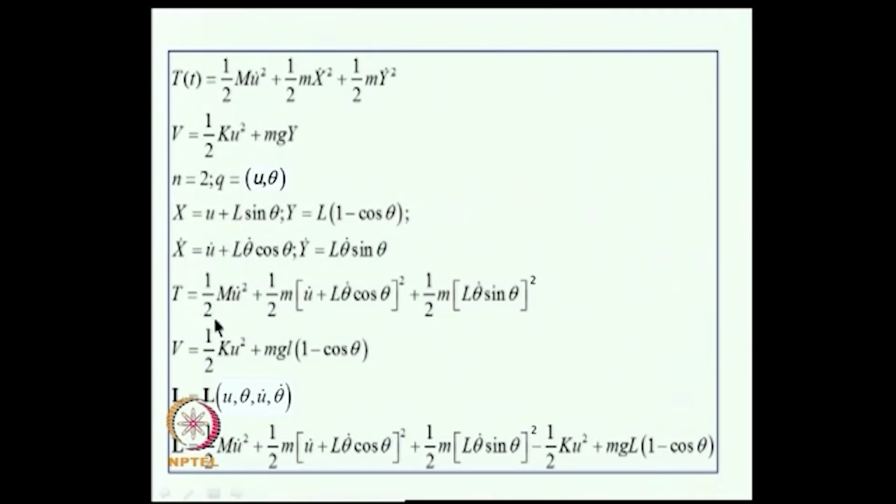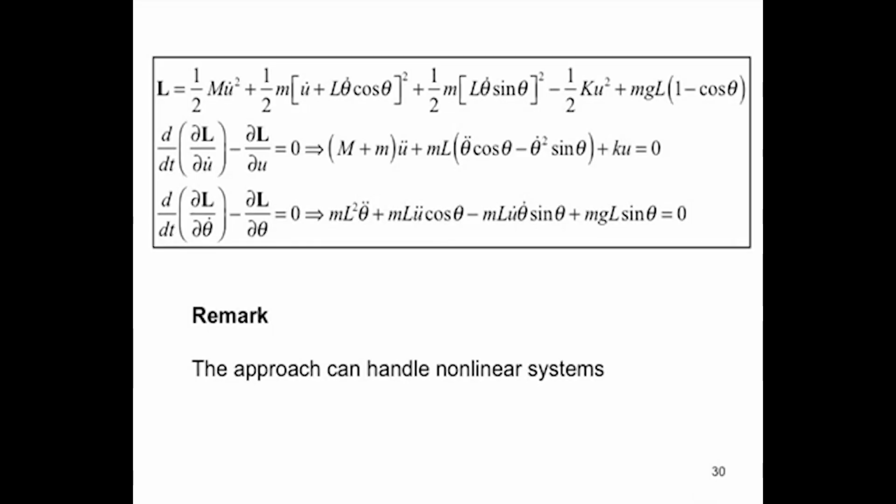This is what I am doing here, this is the T, this is the V and this is the Lagrangian. So, it is now a function of u, theta, u dot and theta dot. I will now apply the Lagrange equation on this function, once on u, once on theta. If I apply, I will get these 2 equations.